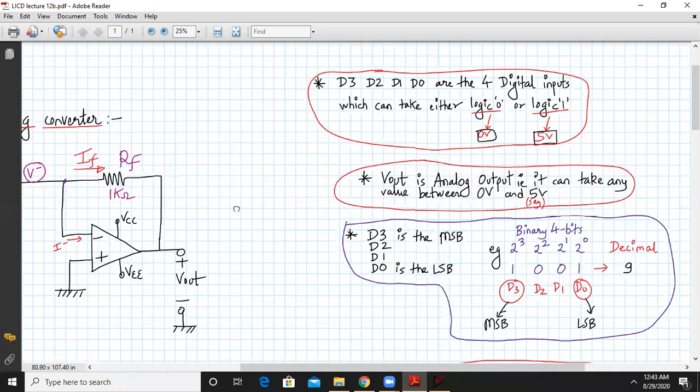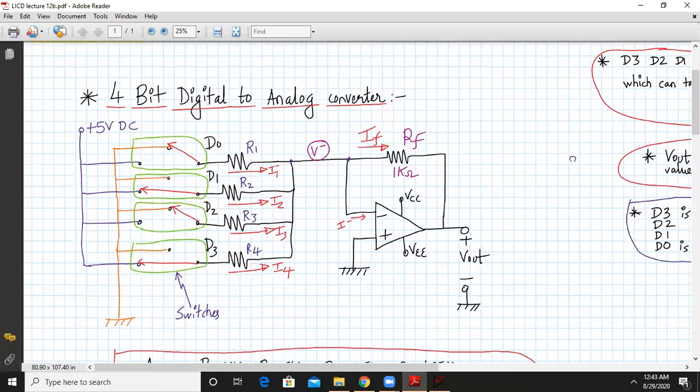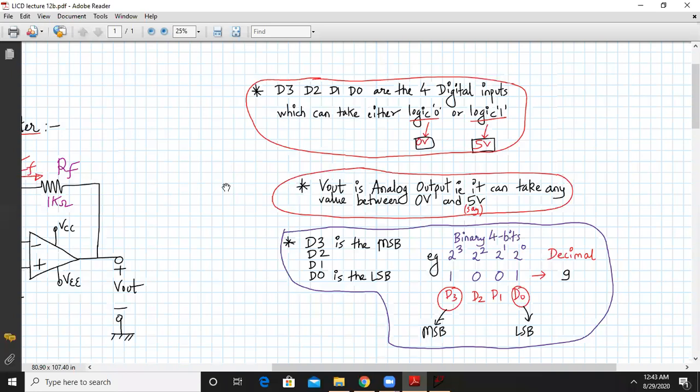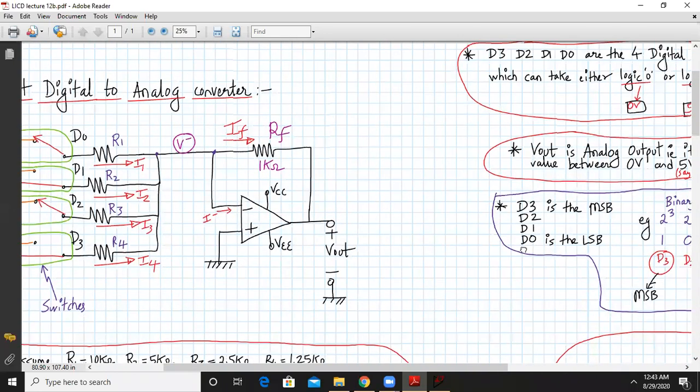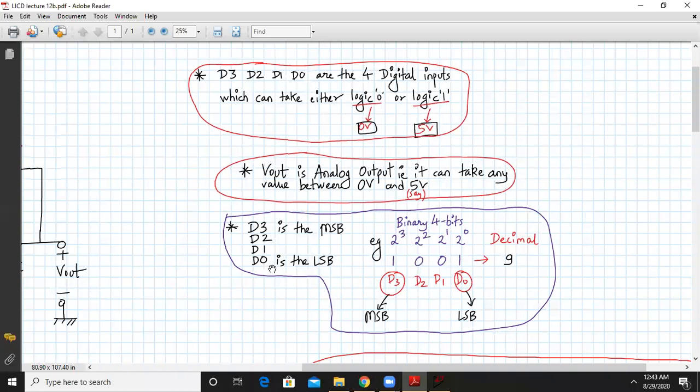So in this circuit, D3 to D0 are my 4 digital inputs, which can assume a value of either logic 0 or logic 1. Logic 0 means 0 volts, logic 1 means 5 volts. On the counterpart, the output is an analog quantity. Our V out is the analog voltage. It can take any value between 0 and the reference voltage. In this case, the reference voltage is phi. It can be either more or less.